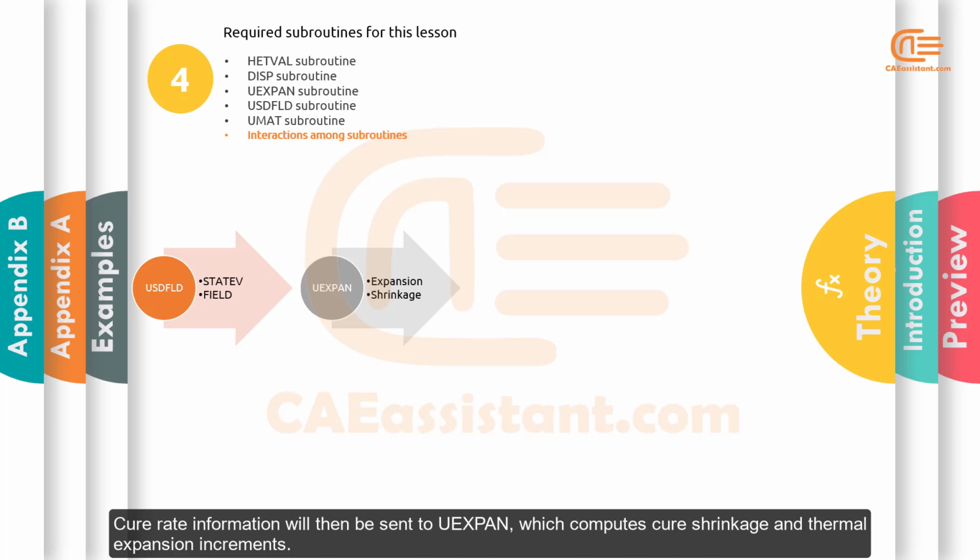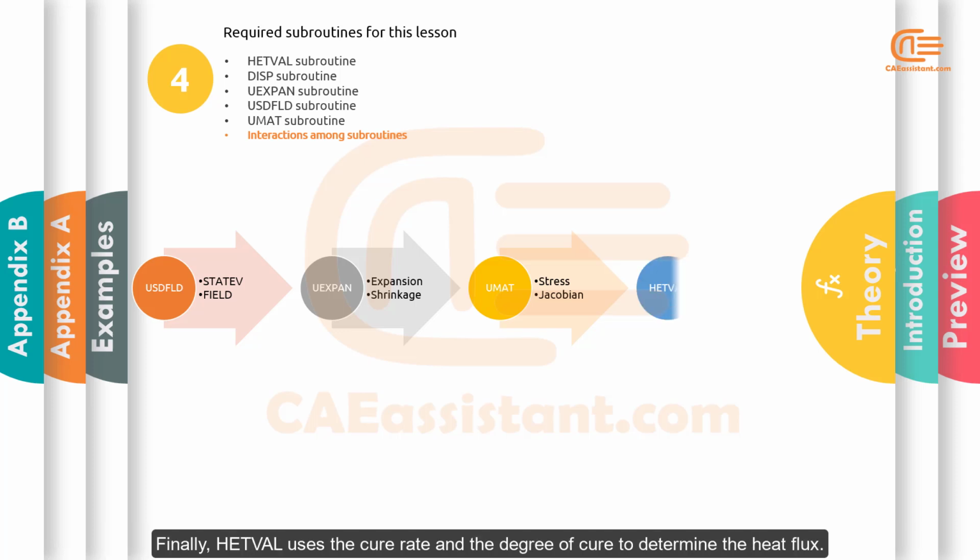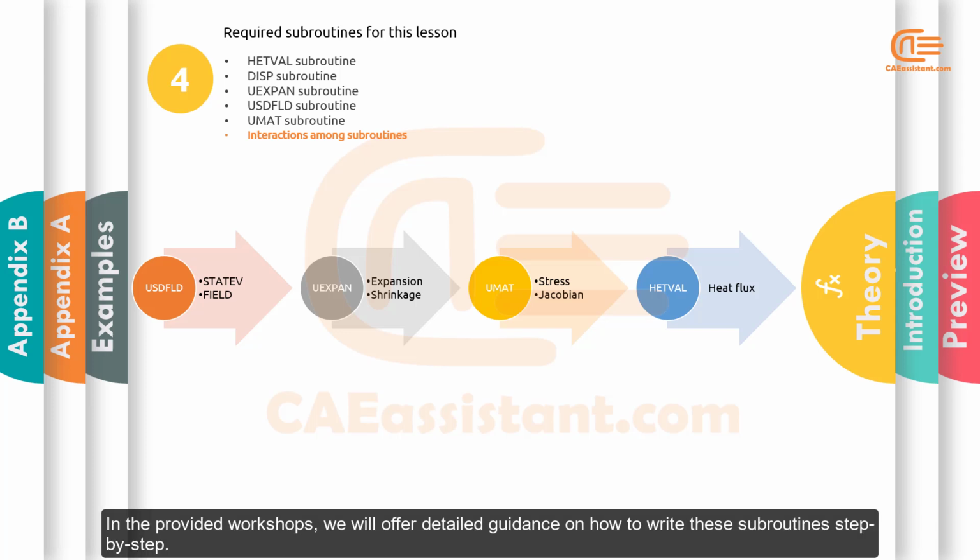Cure rate information will then be set to UEXPAN, which computes cure shrinkage and thermal expansion increments. Subsequently, UMAT incorporates the degree of cure to calculate the Jacobian matrix and stress. Finally, HETVAL uses the cure rate and the degree of cure to determine the heat flux. In the provided workshop, we will offer detailed guidance on how to write these subroutines step by step.